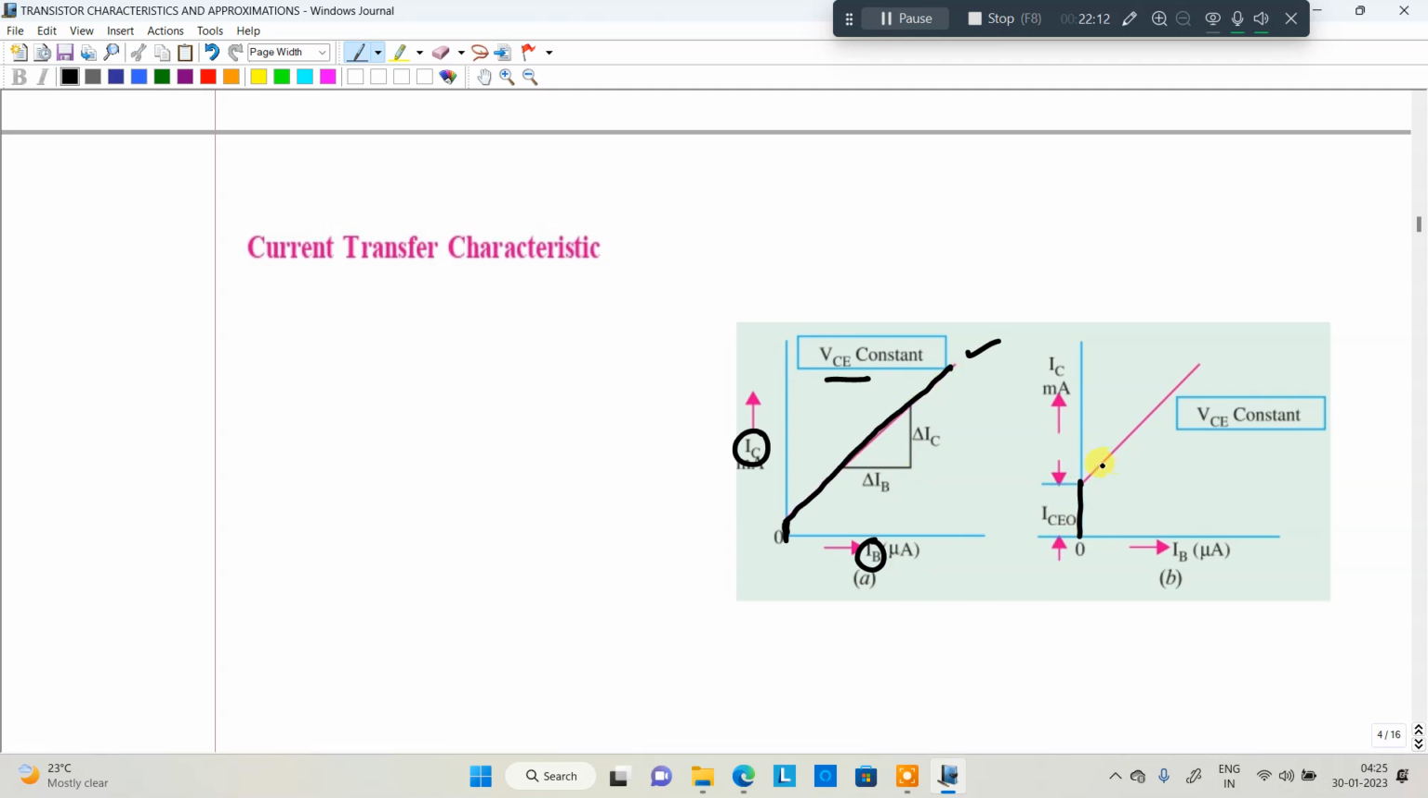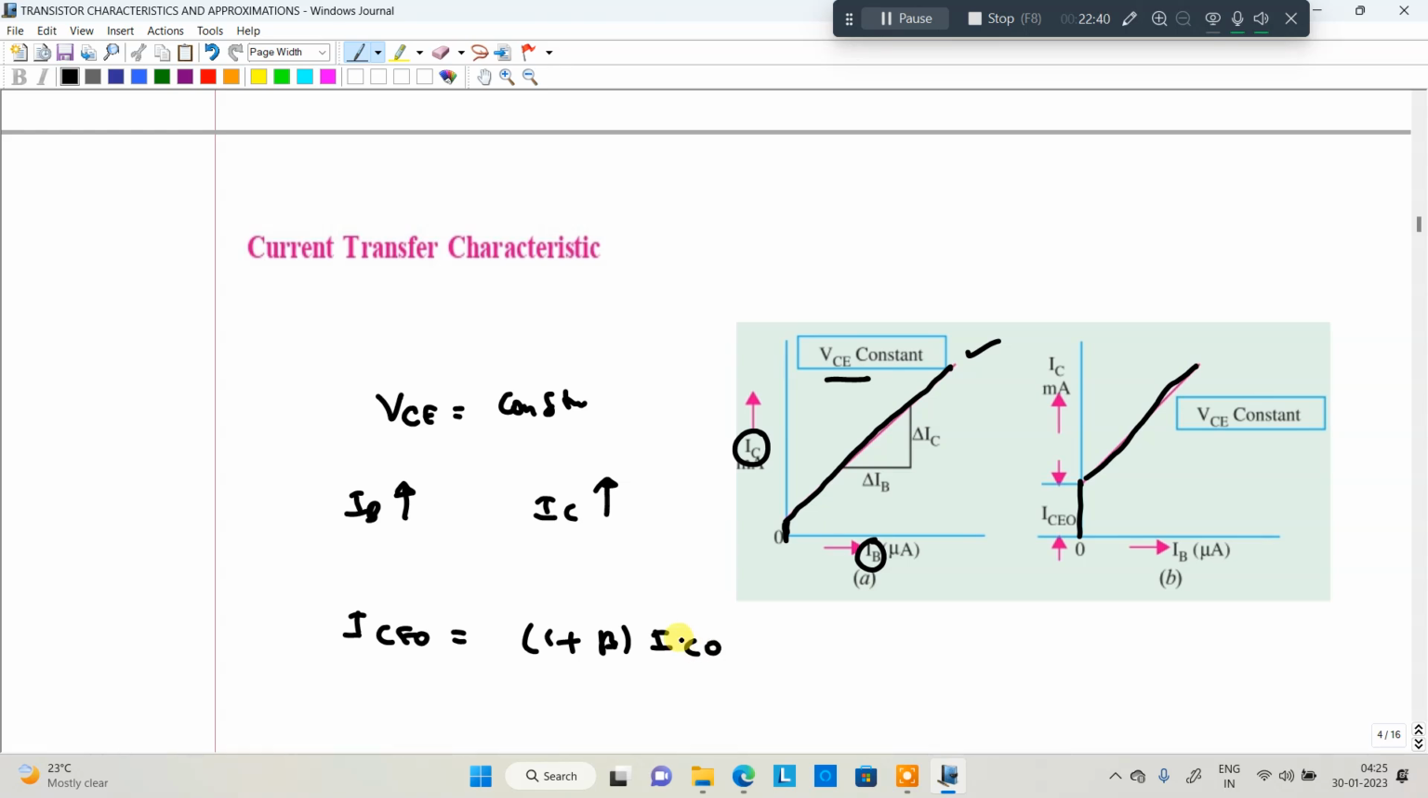Here the leakage current is constant, and VC is kept constant, and then IB gradually increases step by step. IC also increases linearly. So with the help of these characteristics, ICEO is equal to (1 + beta) times ICO. From this graph we can see this is the leakage current value, obtained when IB is equal to 0 in the initial case.